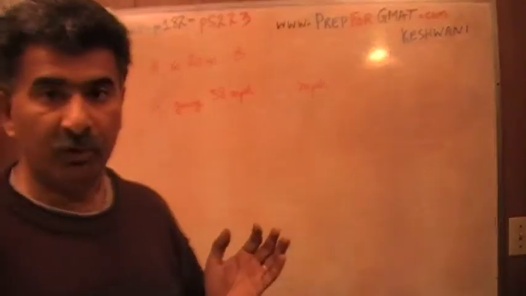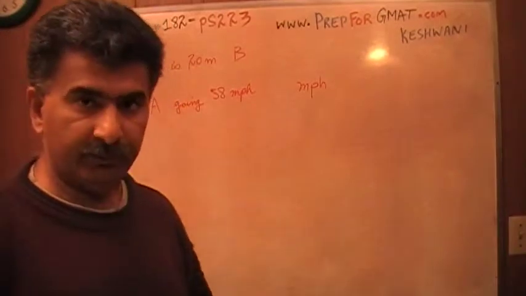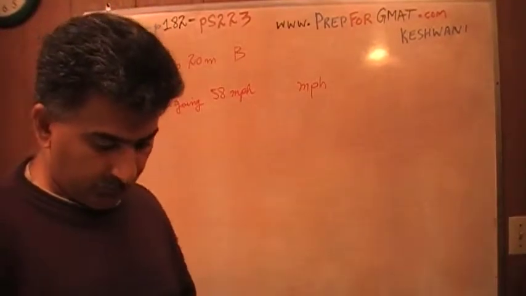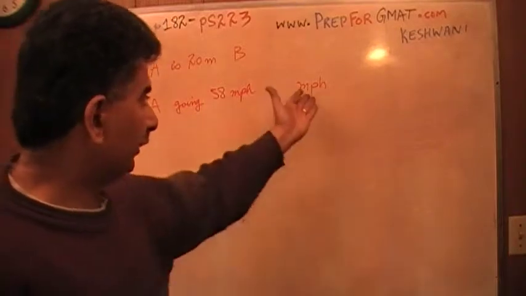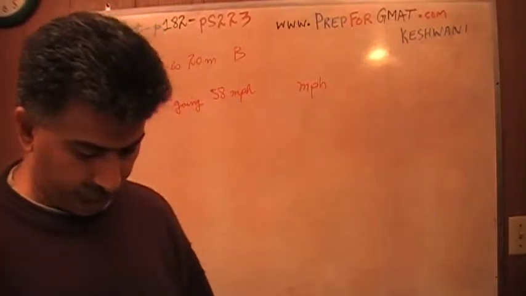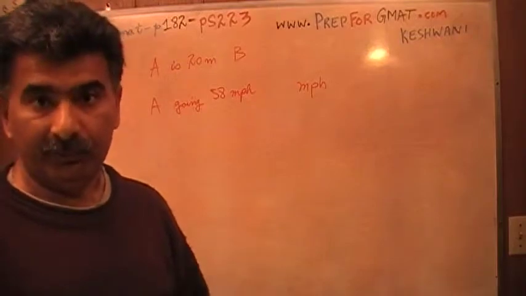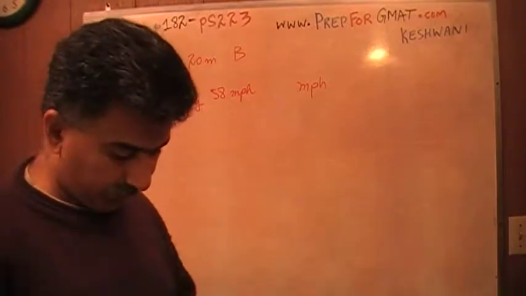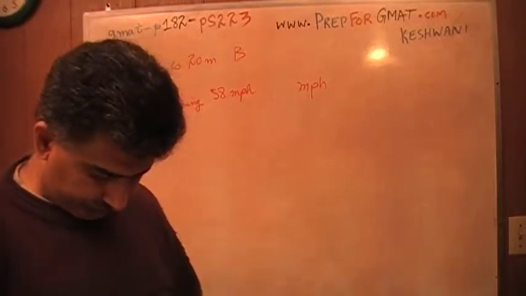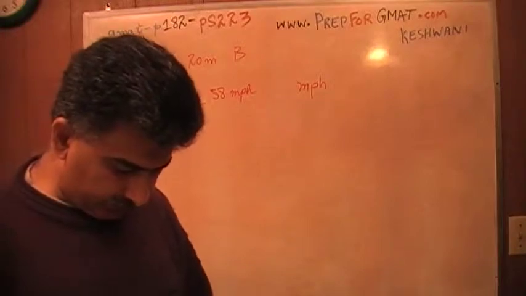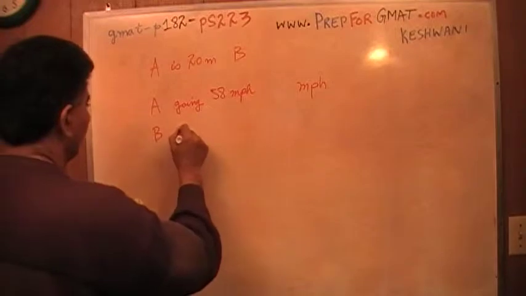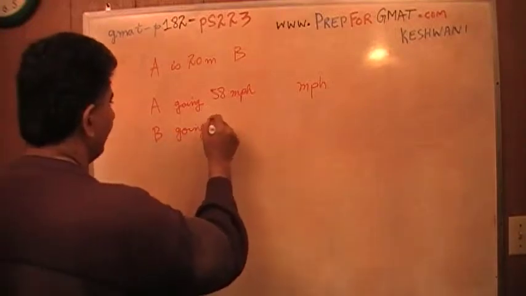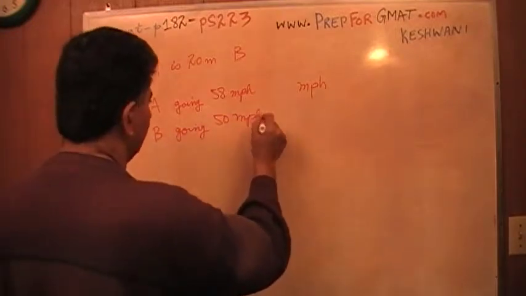For those of you who are watching this outside the US, I know the whole world has moved on with the metric system, but that's why I wrote it down. MPH stands for miles per hour. Or if it makes you happier, meters per hour. Car B is going at a speed of 50 miles per hour. Let's see what they're asking.